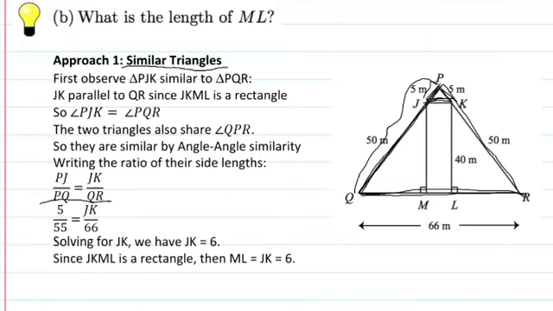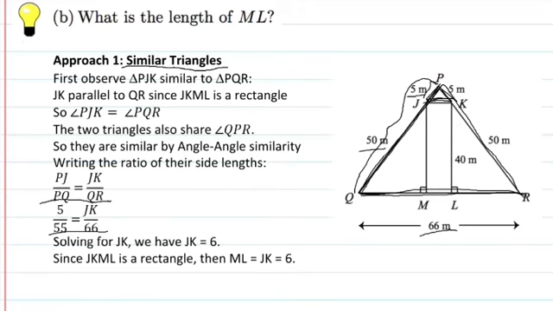For PQ, we know that it should be 5 plus 50 to give us 55, because PJ is 5 and JQ is 50. On the right-hand side, we have QR is 66 as given in the question, so we can put that value in. Now our equation is only left with JK as the only unknown. Now let's solve this equation for JK.